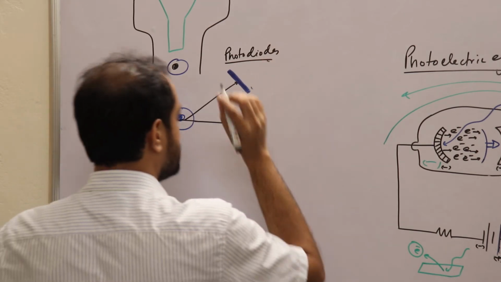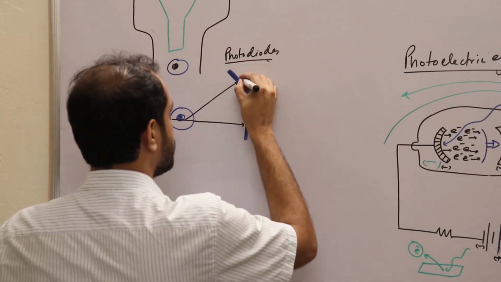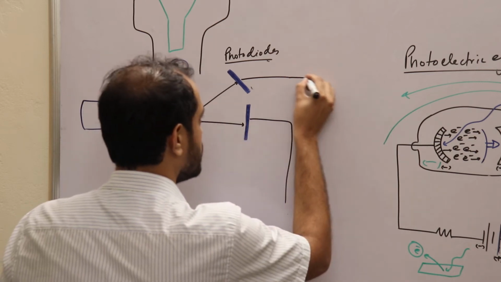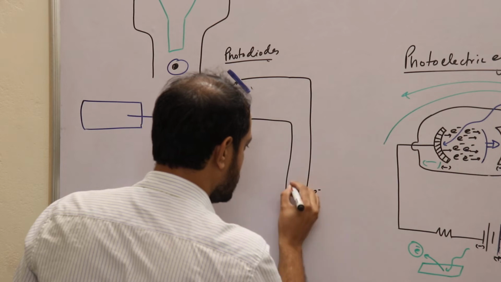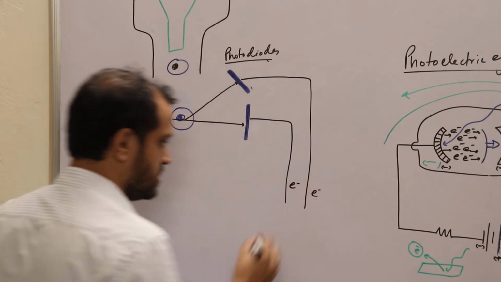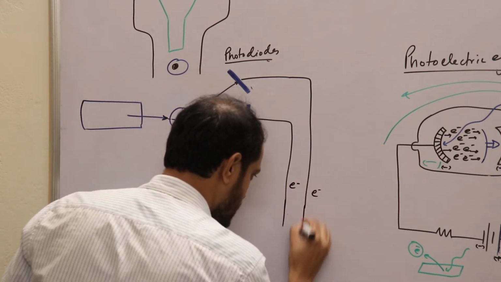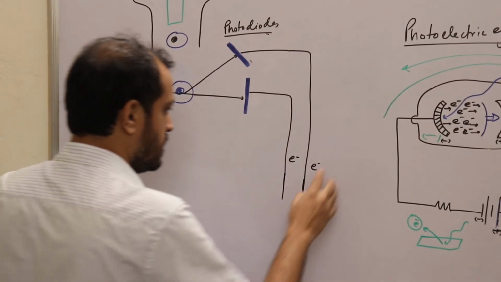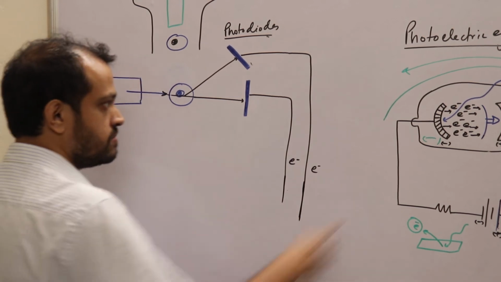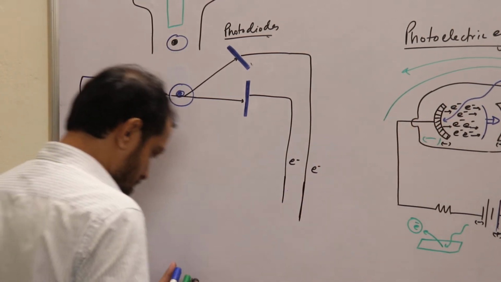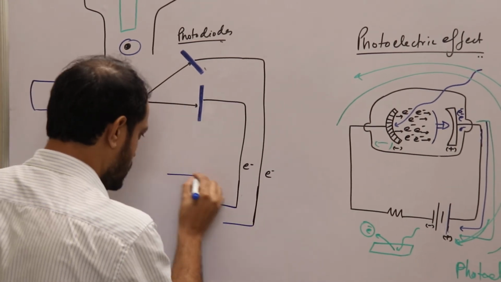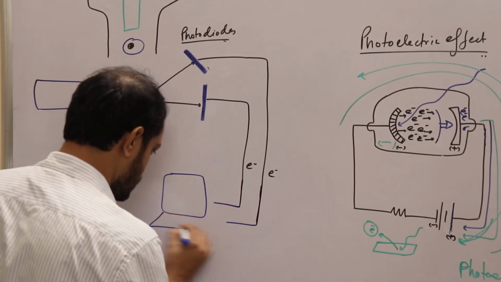Now listen. That means from here, through a wire, electrons are coming. I am giving you the simplest explanation. We will be discussing this in great detail in the next class. Electrons are coming, like this. Now this wire is actually connected to a computer and a system.